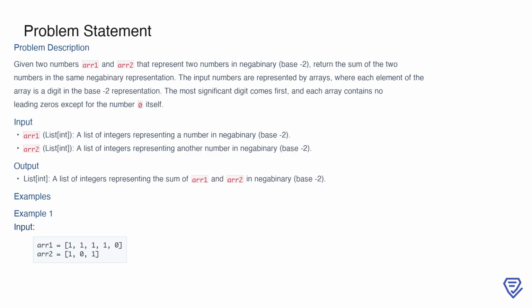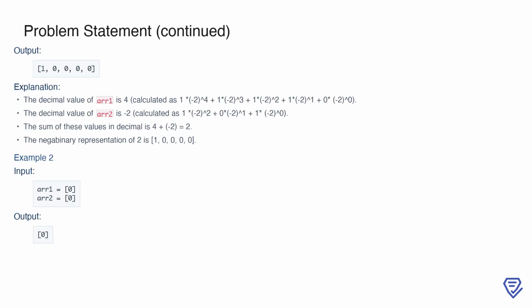For example, if ARR1 is 1, 1, 1, 1, 0, and ARR2 is 1, 0, 1, we need to compute their sum in this base -2 system and return the result as an array. The output for the first example is 1, 0, 0, 0, 0.